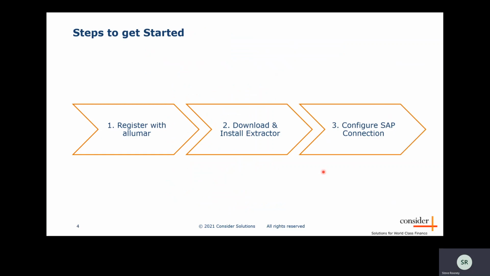The steps to get started are: one, register with allumar, two, download and install the extractor, and three, configure the SAP connection. And we will be covering these in a little more detail.